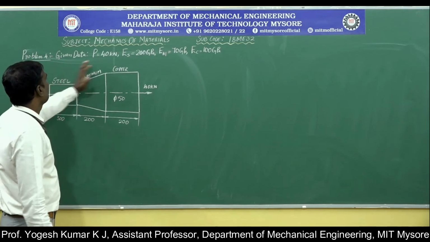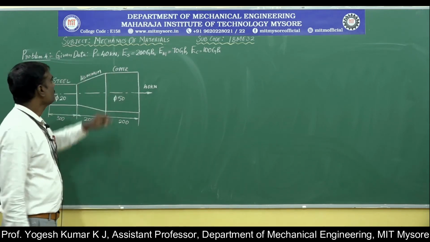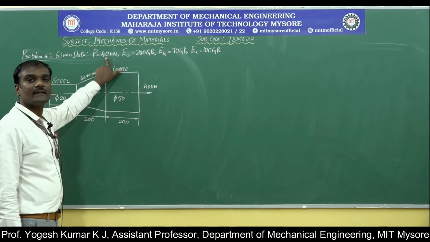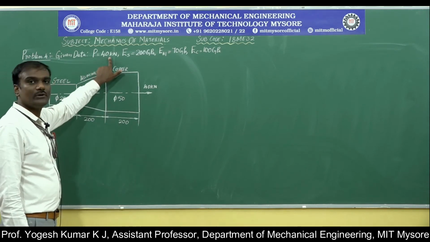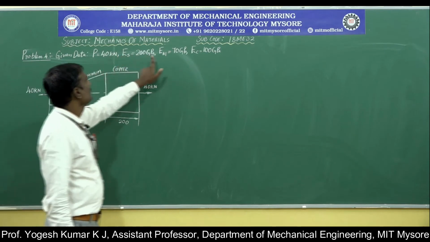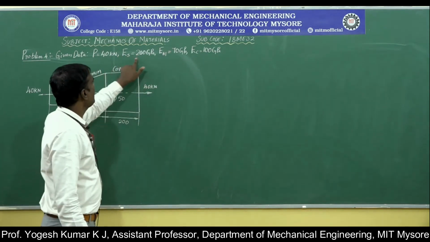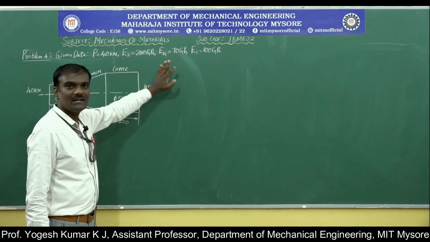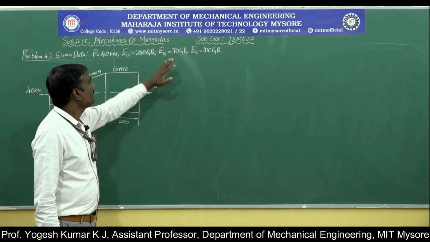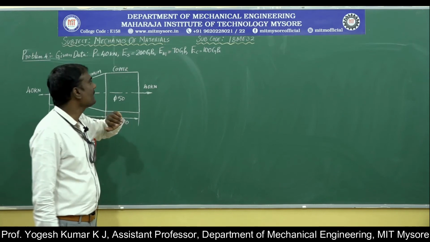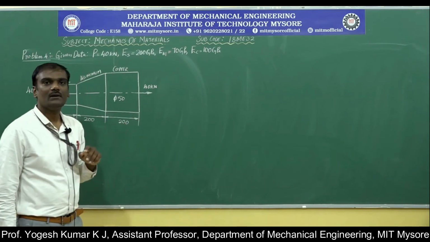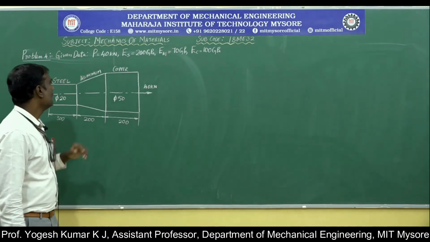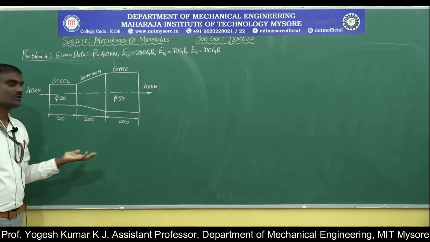Reading the first line of the problem, we can identify that the member is subjected to an external loading of 40 kilonewton. And we have three different materials: steel, aluminum and copper. Let us note down Young's modulus of steel, which is 200 gigapascal, Young's modulus of aluminum, 70 gigapascal, and Young's modulus of copper as 100 gigapascal. And the figure is given to us.